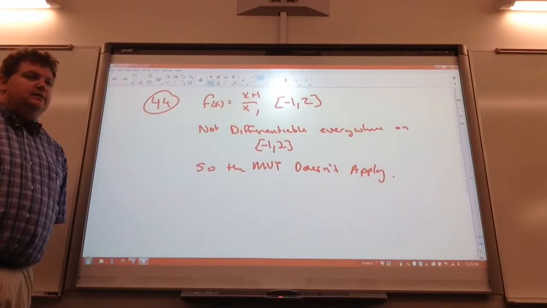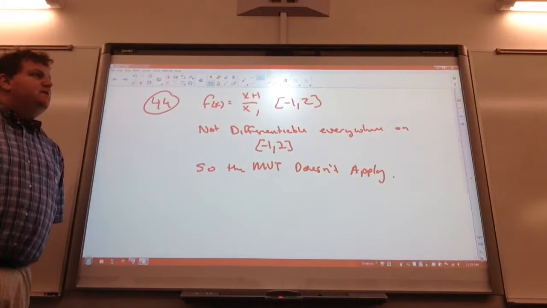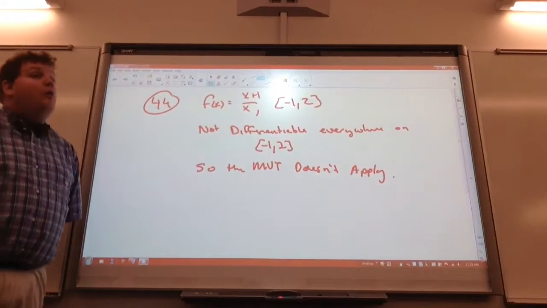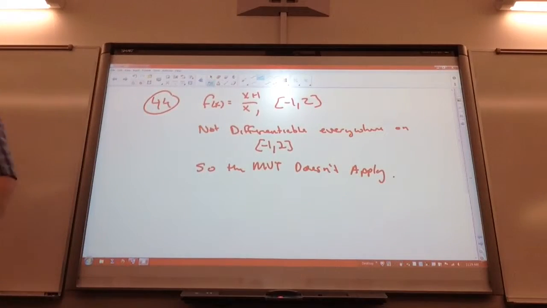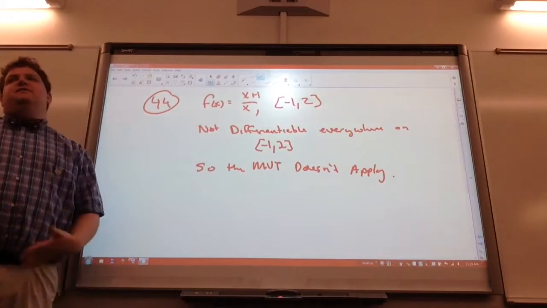If this was x squared plus x over x, would it be differentiable? There'd still be a hole, and the hole makes it so it's not differentiable. Yeah, that hole would mean you still have a discontinuity there, and you can't take the derivative at a discontinuity.